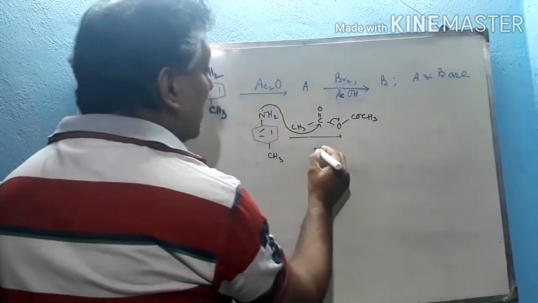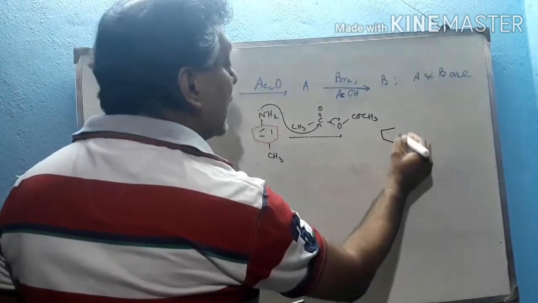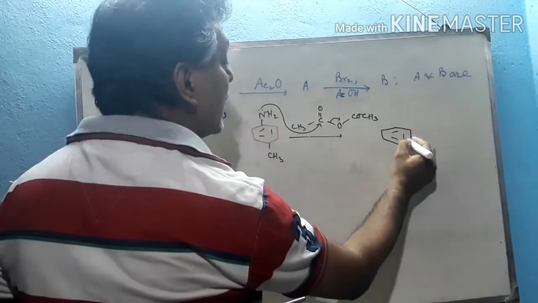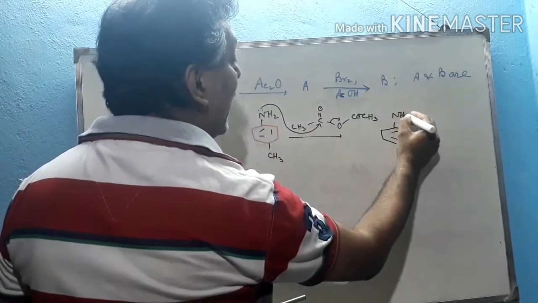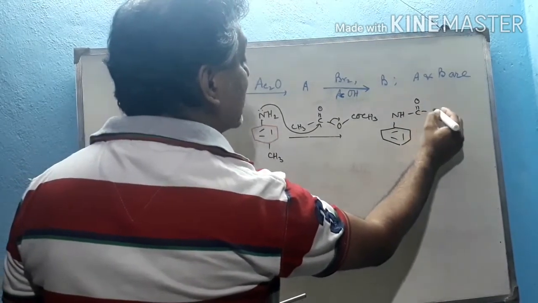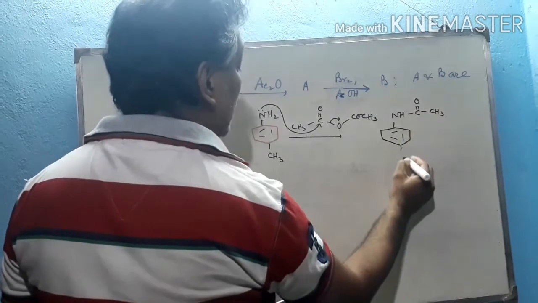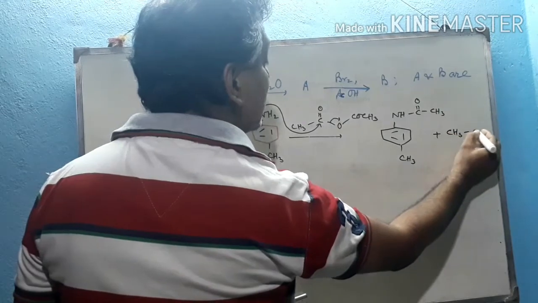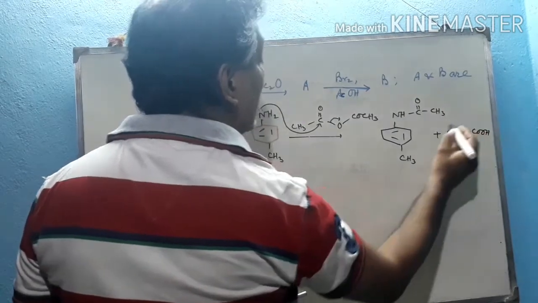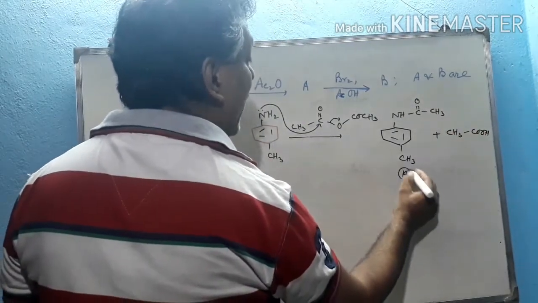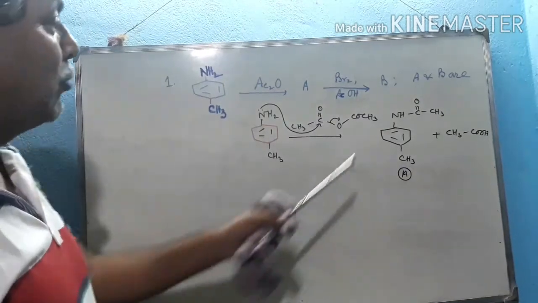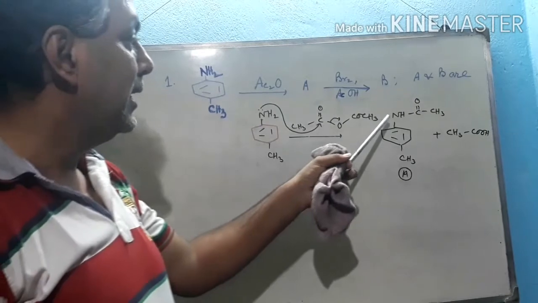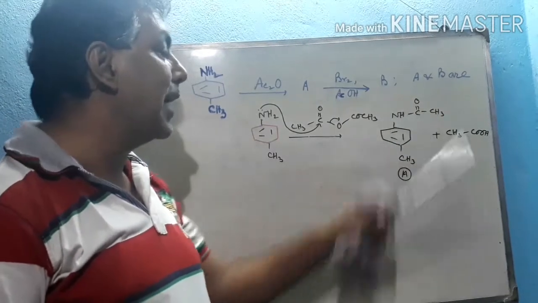By dissociating one H plus ion from NH2, it produces the final product NHCOCH3, with the CH3 group at the para position, plus CH3COOH. So this will be A. It is para-methyl acetanilide, and the NHCOCH3 group is the acetanilide group.